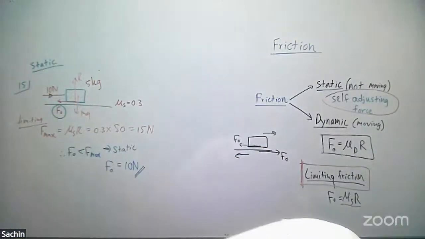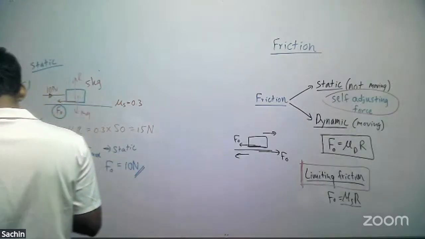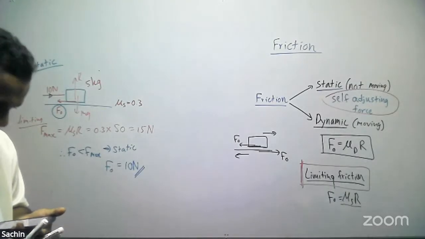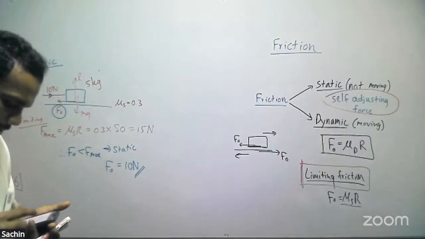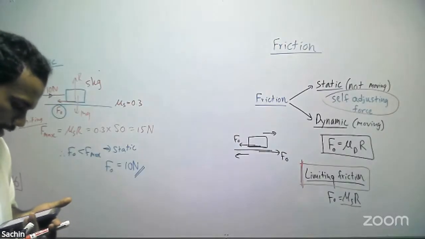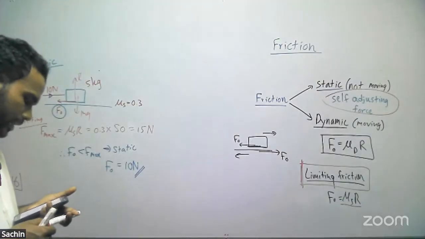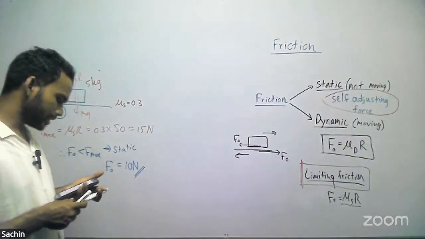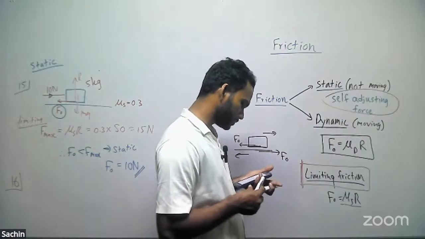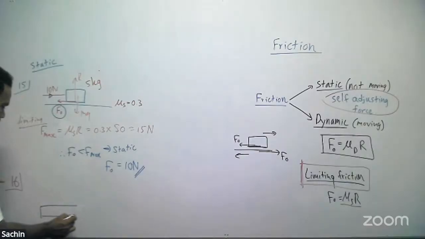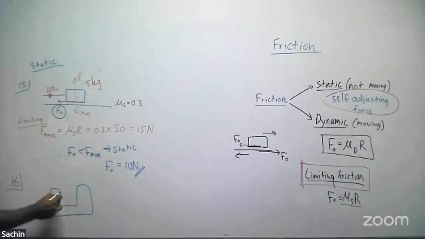Okay, so 16th question again. Well, again that's a static case. A block of mass m kept on a horizontal truck bed is at rest with respect to the truck when it is moving horizontally with a constant acceleration a. The coefficient of static friction between the truck bed and the mass is mu. The friction force acting on the mass is given by... There is a truck accelerating, and a mass is placed on top of it.